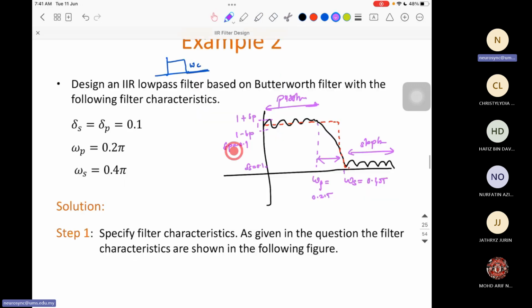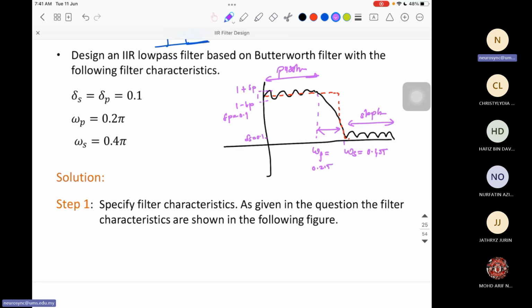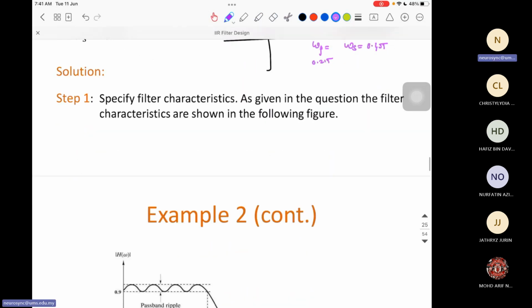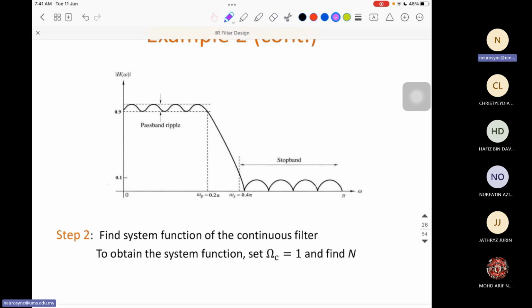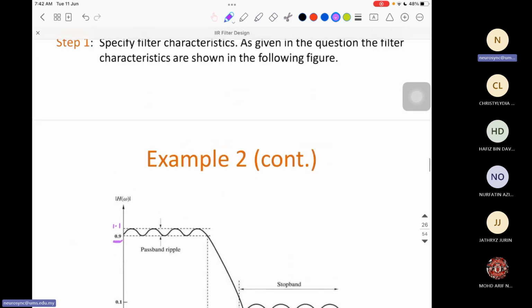Now the first step is to specify filter characteristics as given in the equation. The filter characteristics is already shown here. So this is the characteristics. Why is this 0.9? Because 1 minus delta p, and delta p is 0.1, therefore it is 0.9, and this is 1.1. Okay, the stop band ripple is 0.1, it is shown here. So the first step is to specify the filter characteristics.